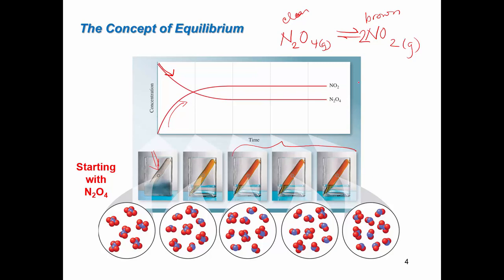Now products are a little bit favored over here. We have a few more products than we do reactants. But we've reached an equilibrium. We have reached a state where the concentration of the products does not change, nor does the concentration of the reactants.